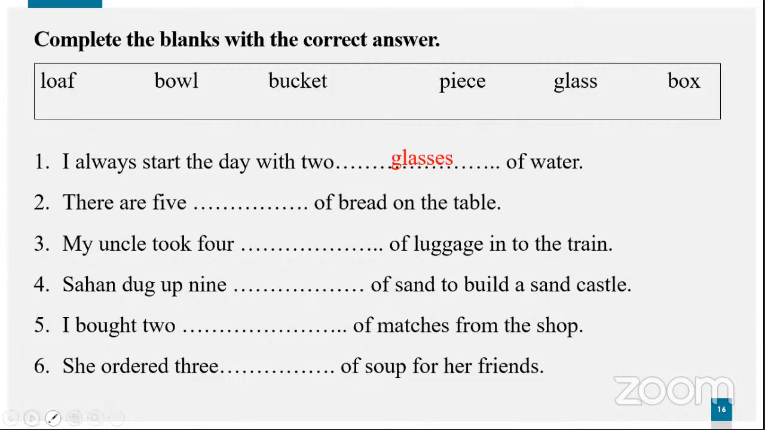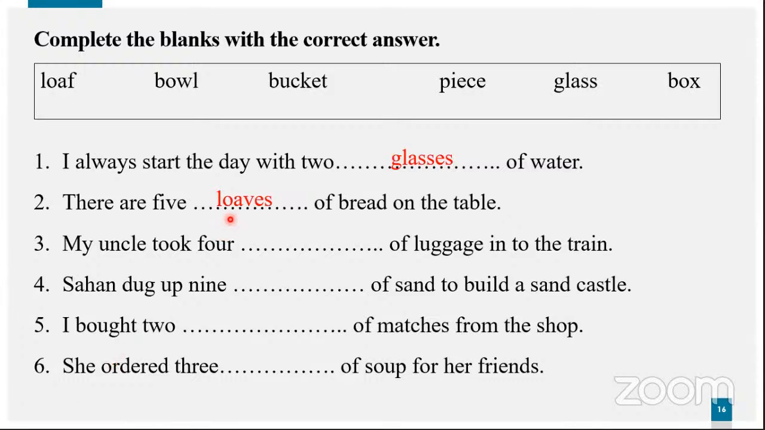There are 5 blank of bread on the table, right? We can use the word piece with bread. So the answer, sorry, loaf. So the answer is loaves of bread. Rattal pahak. There are 5 loaves, right?